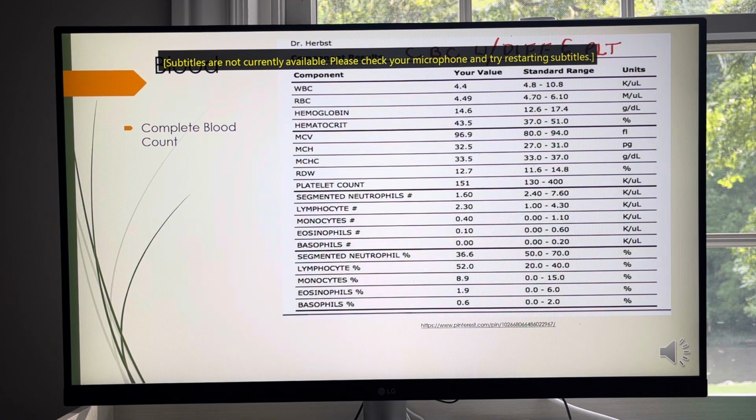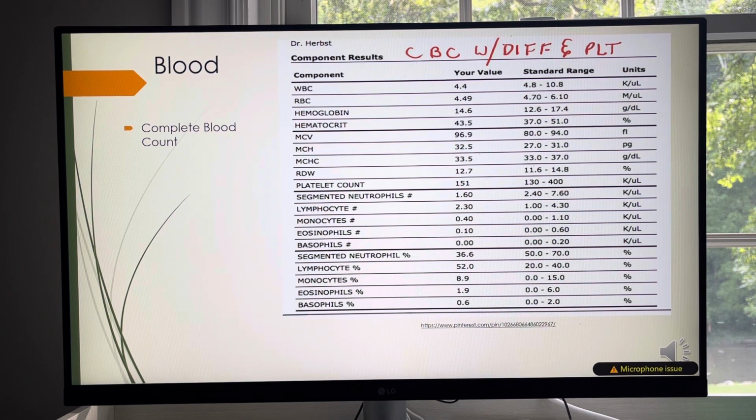Now notice with the differential, you get all the different types of white blood cells broken down. So if you're concerned in a patient about infection or inflammation or bone marrow etiology, the differential can be helpful. But if you're just working up anemia or platelets, there's no reason to add on the diff. It just adds cost to the patient.